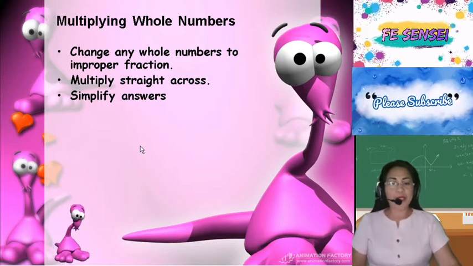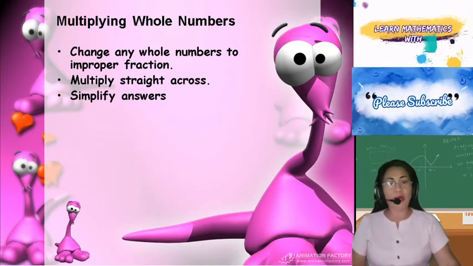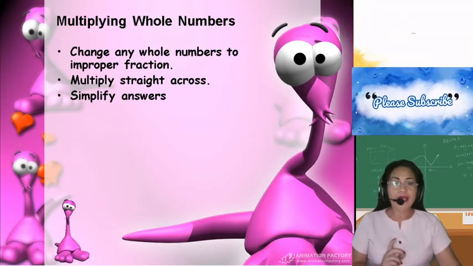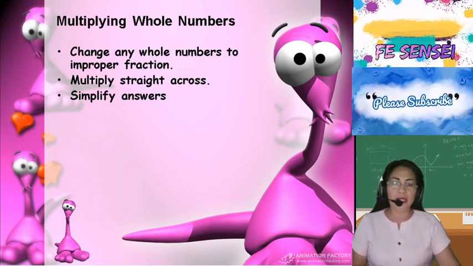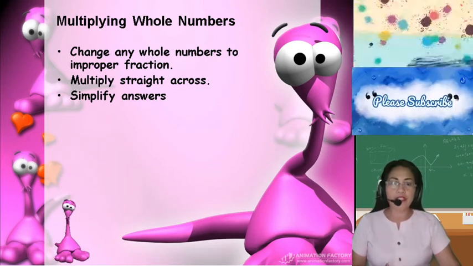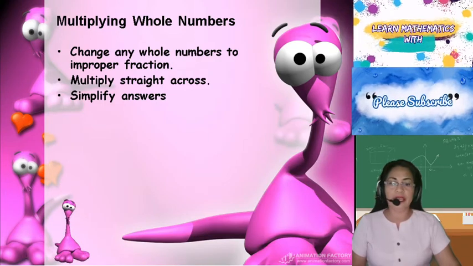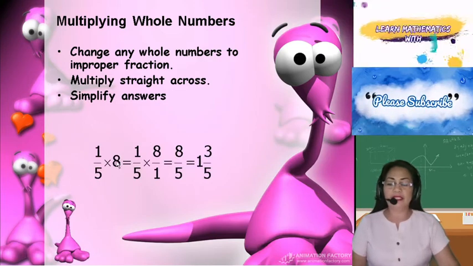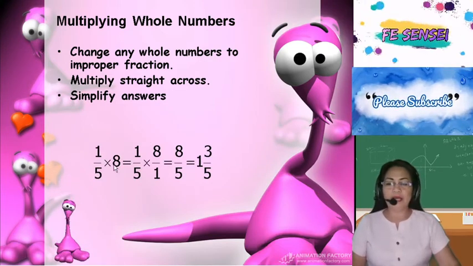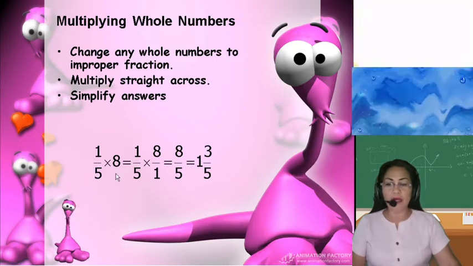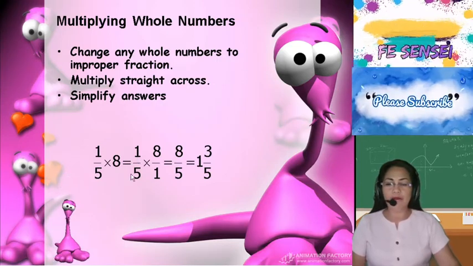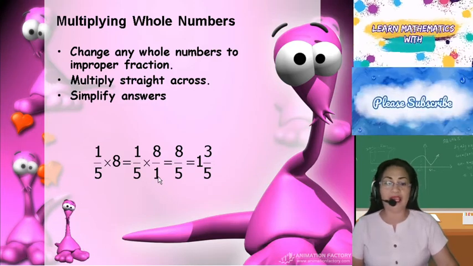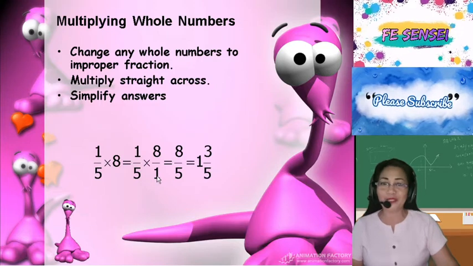So, after writing a denominator 1 under the whole number, multiply numerator times numerator, denominator times denominator. Then, if the fraction can be reduced, reduce it into its lowest term. So let's have this example: 1/5 times 8. 8 is a whole number. So copy 1/5 times 8. Write a denominator 1 to make it an improper fraction.